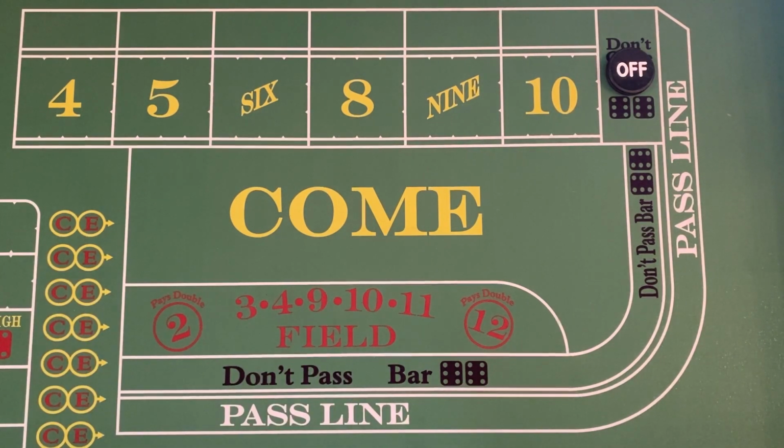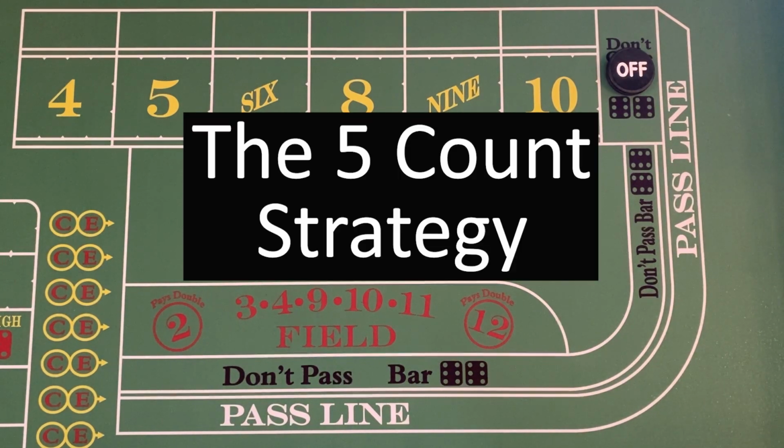Hopefully that makes sense about how to 5 count a shooter. Again, it's a great strategy against a random roller, or a roller that has no control. It helps get your money out slowly. That is the mechanics of the 5 count. Betting will be done in a different video, and we'll talk about how to bet once we get to a count of 5, but this video is simply explaining how the 5 count works.